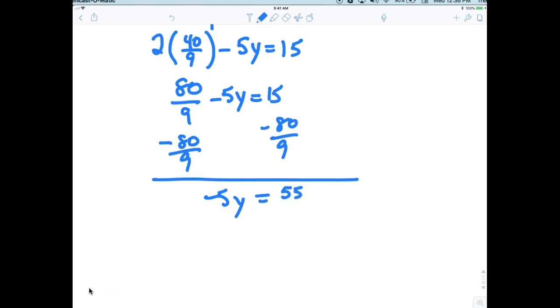55 over 9. Come on, guys. I'm showing you how to use your calculator. Math, enter, enter. The calculator turns the decimal back to a fraction.